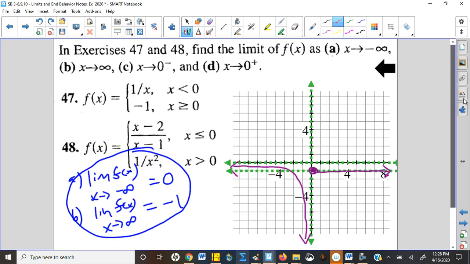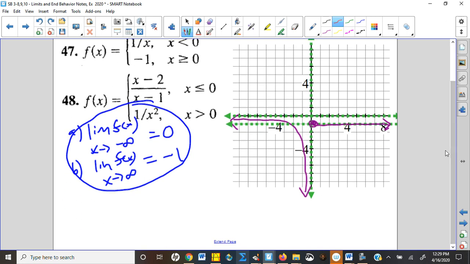approaching 0 from the left and from the right. So when I approach 0 from the left, right? X, what am I doing? I'm coming in, the x values are getting closer to 0, and as I get close to 0 from the left, I start dipping down that asymptote.